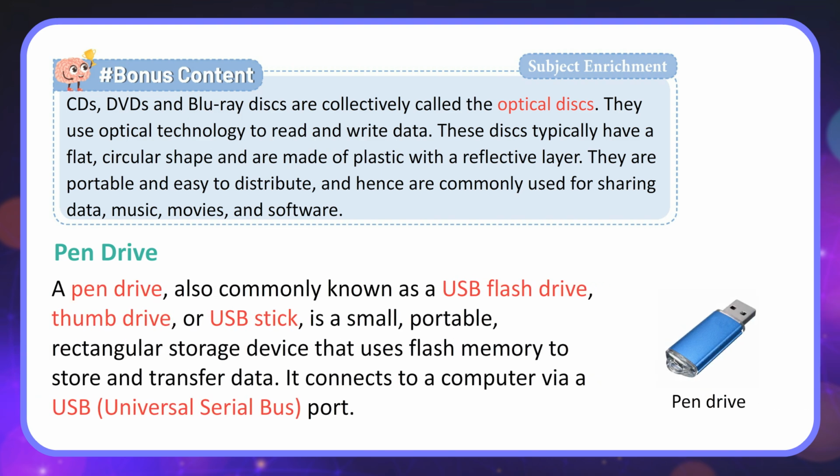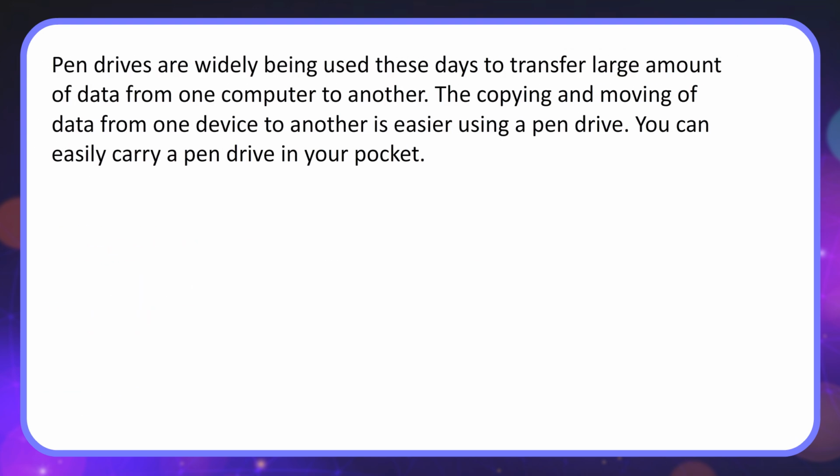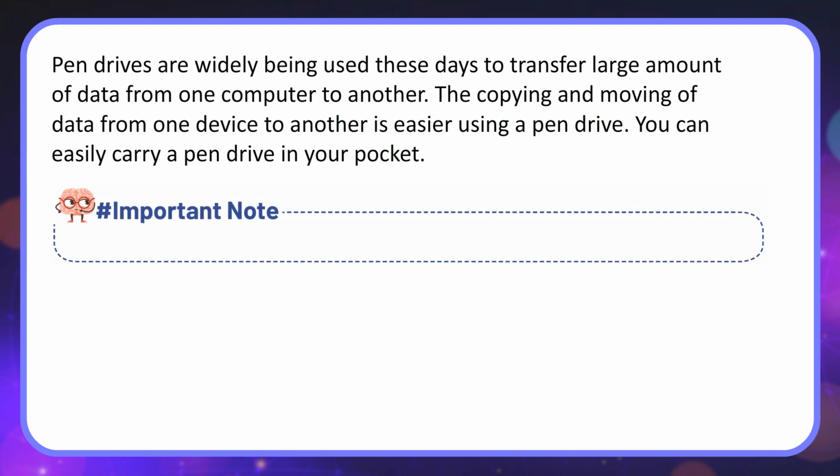Pen drive. A pen drive, also commonly known as a USB flash drive, thumb drive, or USB stick, is a small, portable, rectangular storage device that uses flash memory to store and transfer data. It connects to a computer via a USB, Universal Serial Bus, port. Pen drives are widely being used these days to transfer large amounts of data from one computer to another. The copying and moving of data from one device to another is easier using a pen drive. You can easily carry a pen drive in your pocket.